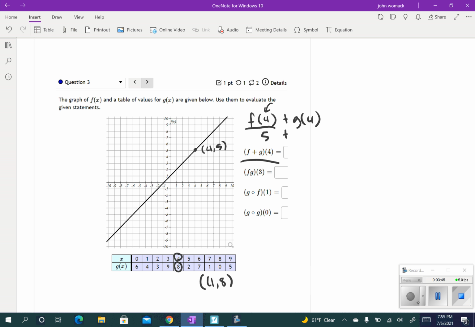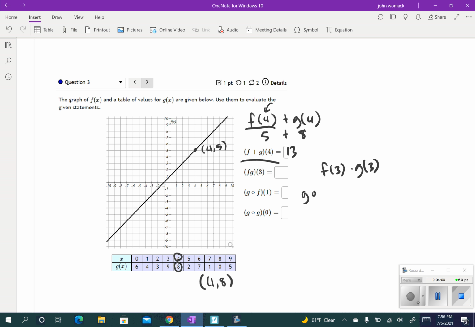So if I plug 4 into f, I get 5. I plug 4 into g, I get 8. Add them together, we get 13 there. This is going to be just like it, f of 3 times g of 3. Now this one, right, this is now the composition of functions.